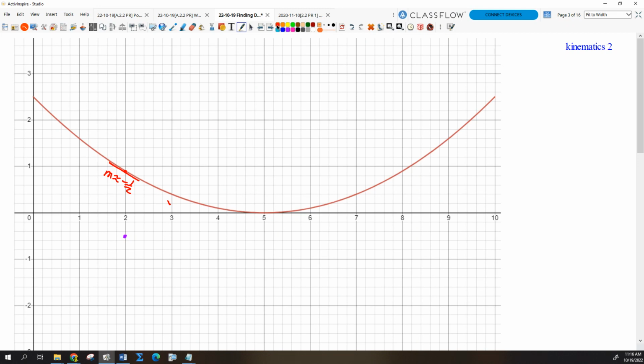Is there one place where we know what the velocity is going to be? Where? Where's the velocity 0? At 5, yeah, because look, at 5, we've got a horizontal tangent, right? Horizontal tangent means slope of 0. So if the slope of the position function is 0 at 5, then that means the value of the velocity function is 0 at 5. Where is the velocity going to be maximum?